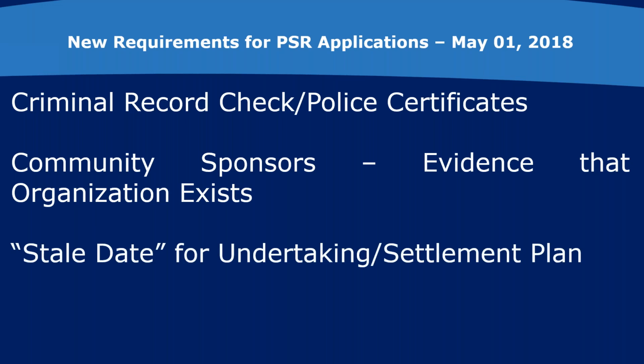The next major change is that there's now a stale date for signatures on the combined undertaking and settlement plan. So the combined undertaking and settlement plan, which we'll look into later in this webinar, must be signed and dated no more than 90 days from the date the application is submitted to RSTP.